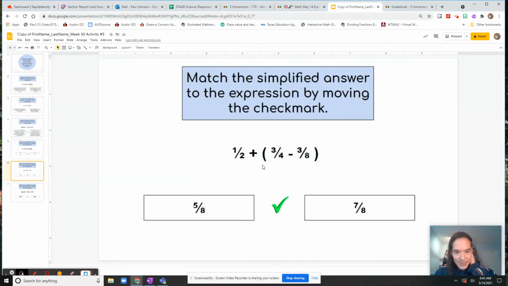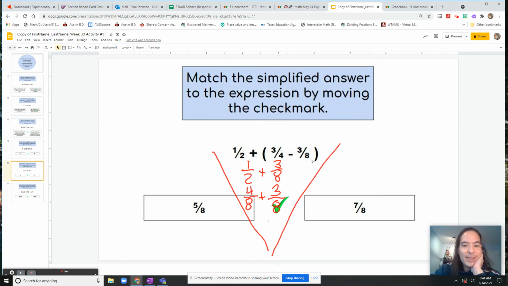Okay, anyway, so when we got to the end of this one, it was, I'm so sorry, 1/2 plus 3/8. We did 4/8 plus 3/8. So the answer would have been what? 4 plus 3 equals 5 or 7. You can figure it out. You got this.